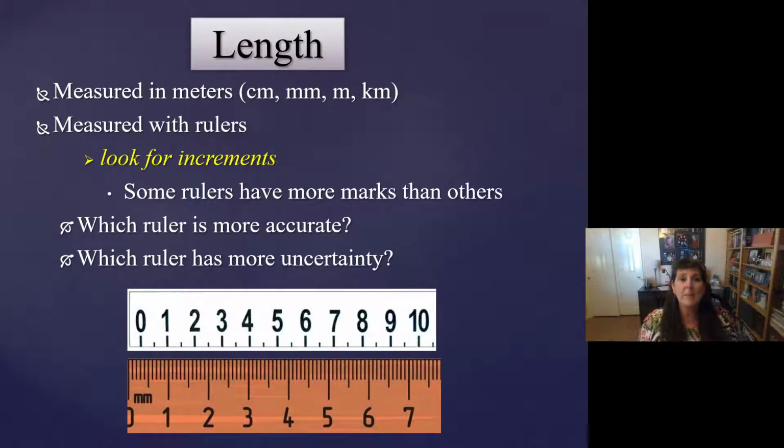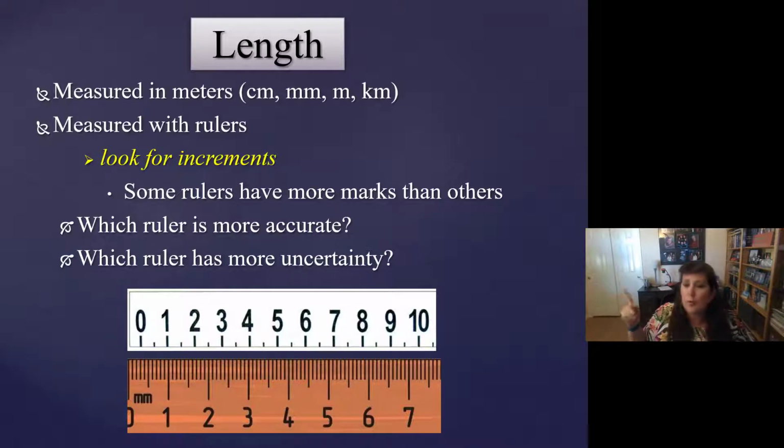So let's talk about some things that we measure in Chem 130. That would be length, mass, and volume. Length is measured in meters. So meters, m, or it could be something like centimeters, millimeters, kilometers. It's measured with rulers. For rulers, we look at little numbers, increments. Some rulers have more incremental marks than others.